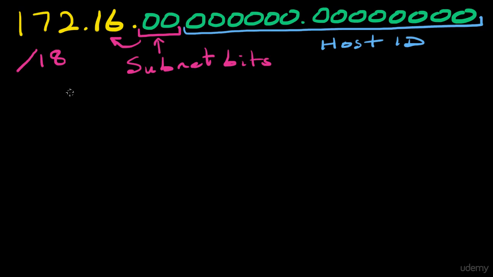So what are my new subnets? If I'm taking two bits from host ID, making it part of network ID with a prefix of /18, my new subnets would be as follows. 172.16. And I'll write the next two bits in a different color. These are my subnet bits. The first combination of those two bits would be 00, and then the rest would be host ID.